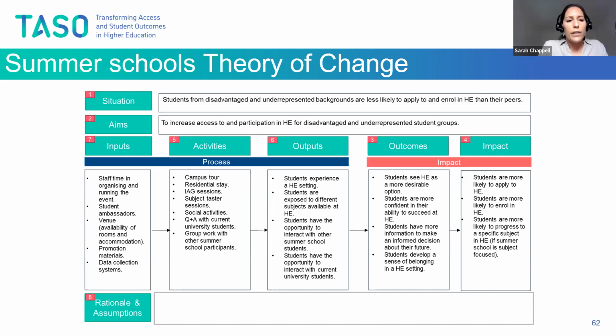And then we look at the input. So what do we need to ensure that this process, or make it more likely that this process is happening? So we obviously need staff time, we need resources, we need our student ambassadors, we need to make sure accommodation is available, we need to make sure we're advertising the summer schools correctly, and that we can collect data that we need to make sure that we can measure its impact.